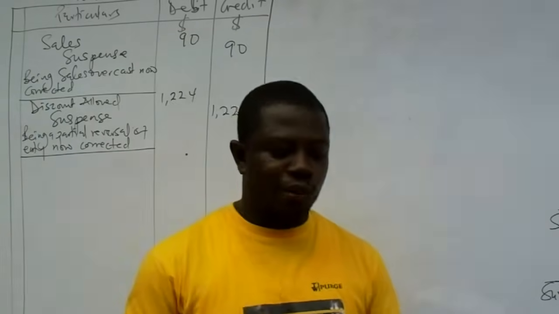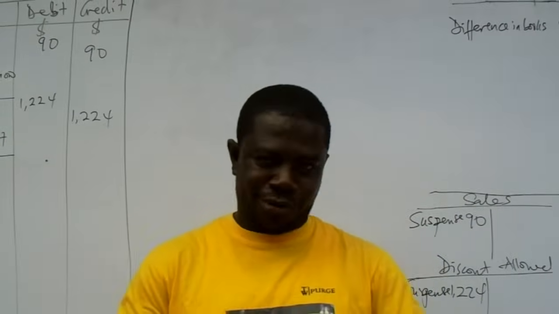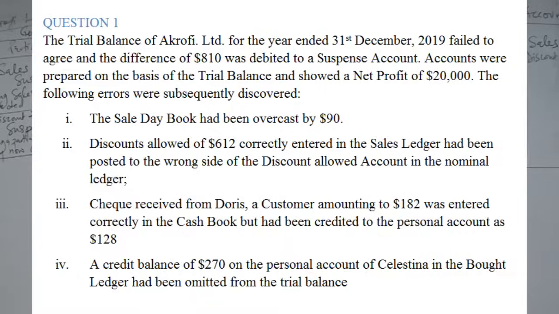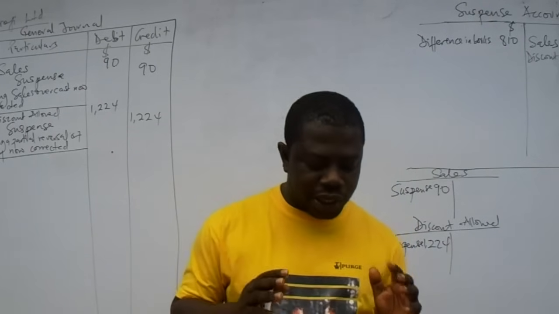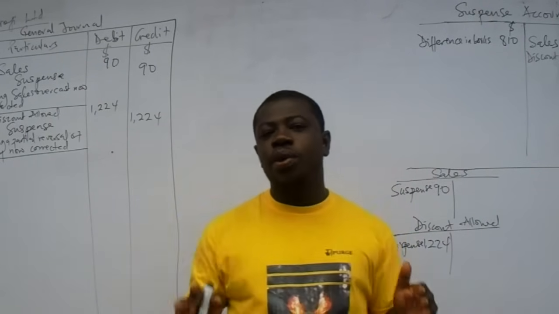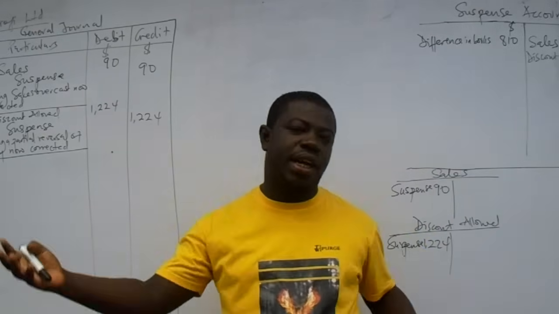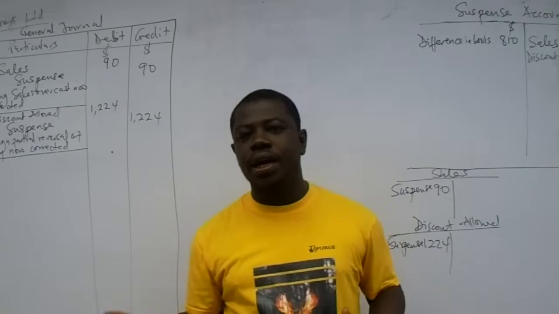Now we are done with correcting the second error. So let's look at the next error. Check received from Doris, a customer, amounting to $182, was entered correctly in the cash book, but had been credited to the personal account as 128. And so the check was entered correctly in the cash book. Now, I always say that you should look at the double entry of every transaction before you look at the error that follows.